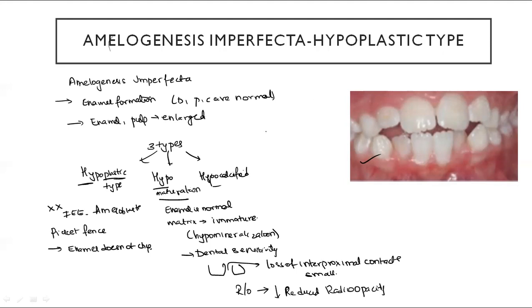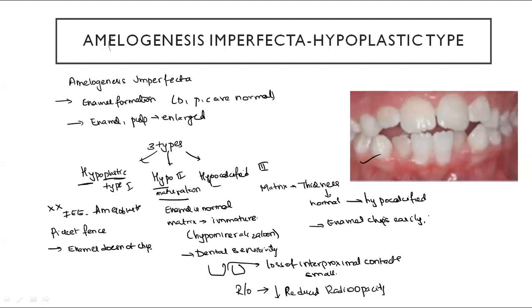Okay, now coming to hypocalcified, or type 3. This is type 1, this is type 2, and this is type 3. Here the matrix thickness is normal, but it is hypocalcified. Enamel chips off very easily, and it is clinically similar to hypomaturation. The clinical features are similar to those of type 2. All right. Now, let me show you how type 2 and type 3 look.